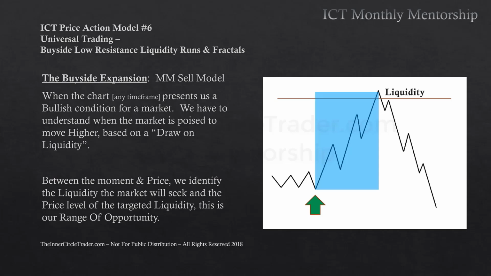Alright folks, this is going to be our algorithmic discussion in lecture 4, model number 6, universal trading, specifically dealing with the buy-side low resistance liquidity runs and fractals. Alright, so obviously without going through all of the details as I've already done in the previous videos for this model, in the time that you've been spending with me, obviously you can see that there are lots of market maker sell models, market maker buy models, and because they're fractal, that means they can appear and form on any time frame, but without the logic of the narrative.